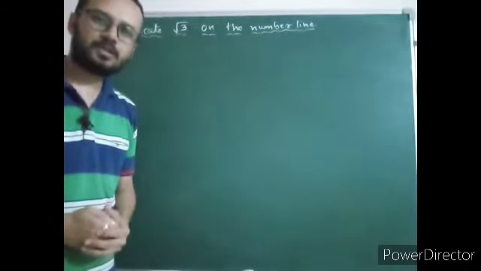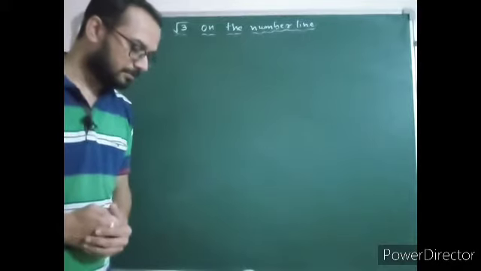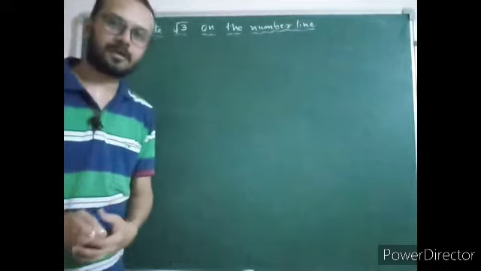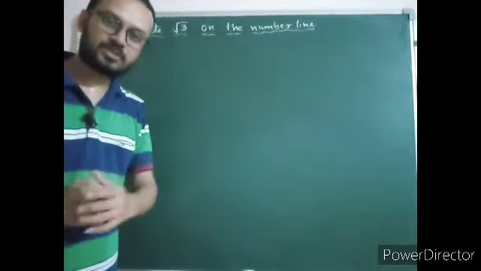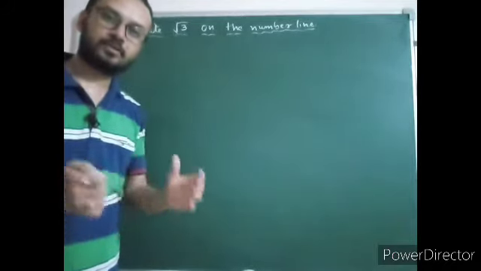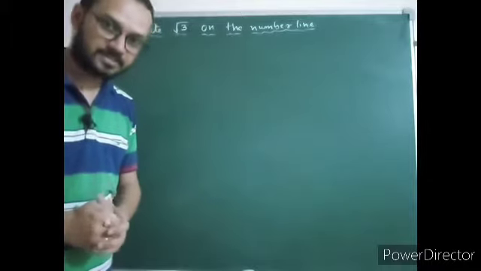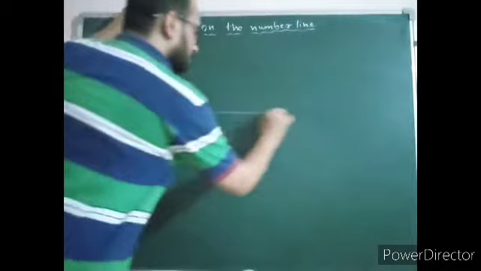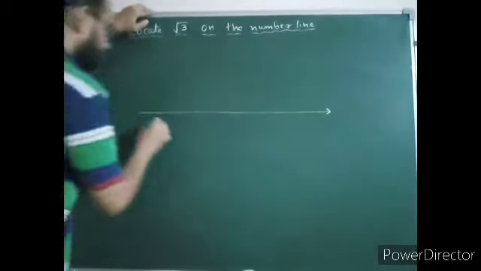Now the next question in your textbook, example number 4, the question is: locate root 3 on the number line. In the previous question we located root 2, now we have to locate root 3. The method will be the same. Let us see how to do it. First of all, we will draw a number line.